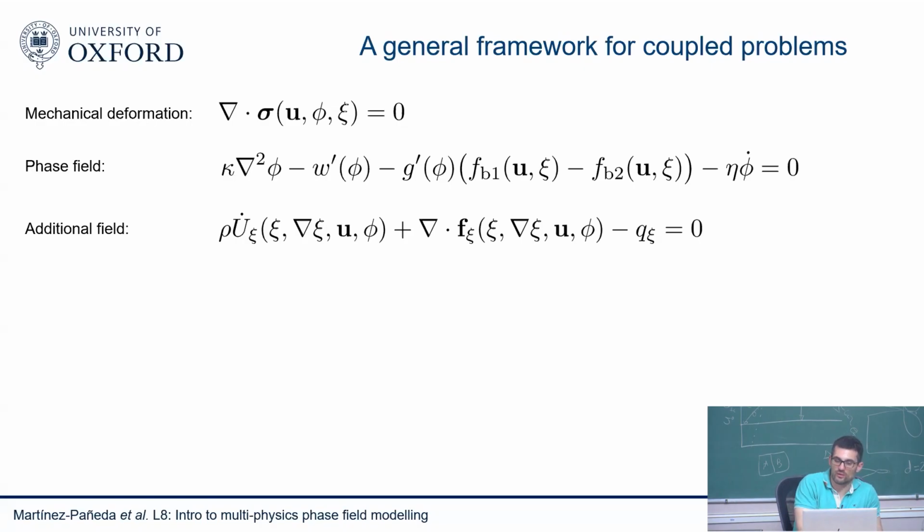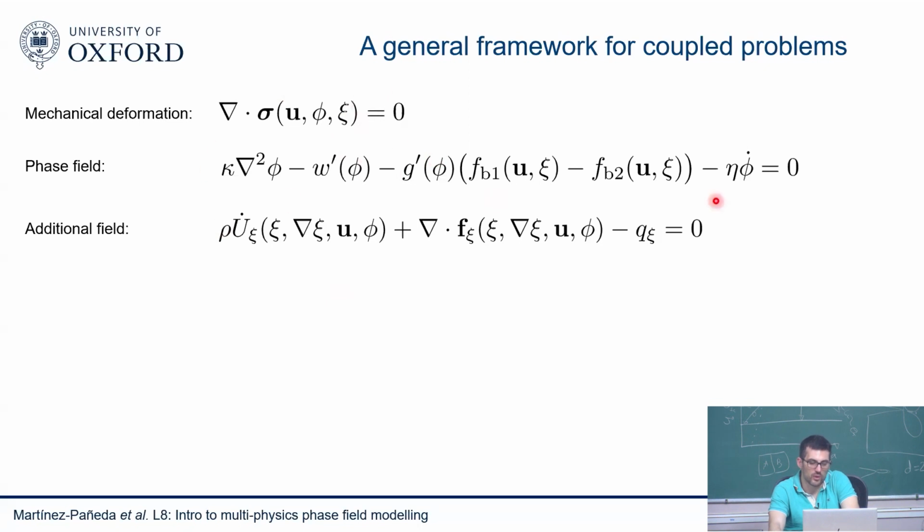So if we try to think of multiphysics problems, normally we have three equations, at least. We have one for the mechanical deformation. This is one that you guys know. So we normally solve for the displacement field. We will have a phase field as well. And then we'll have some other variable. That other variable we'll discuss later.